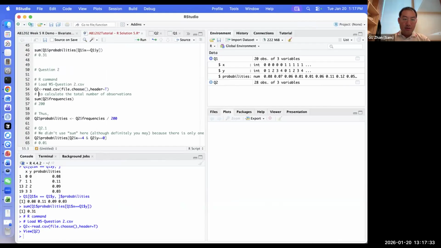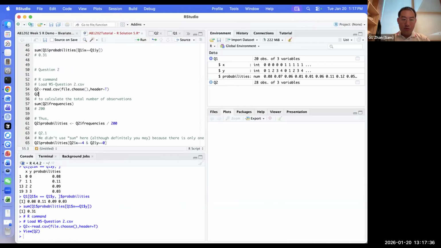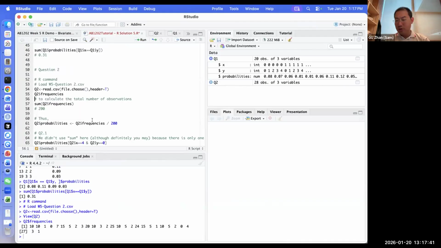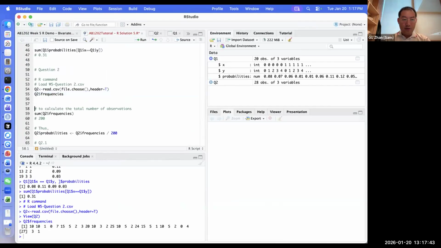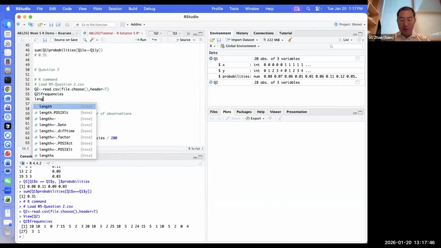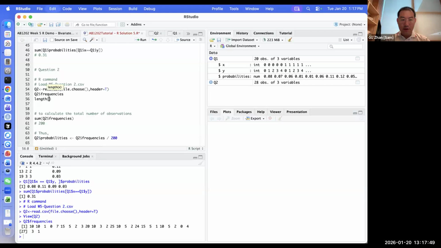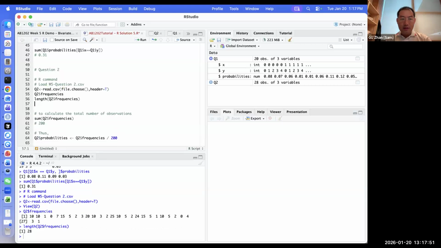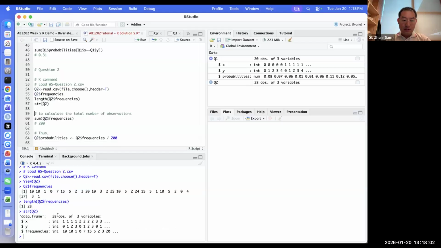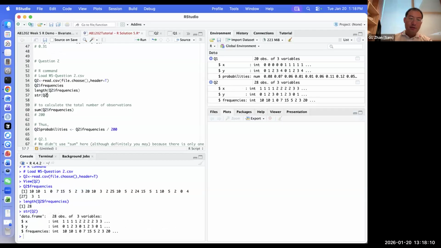So first, sum the Q2 dollar XY frequency. So I have a few frequency values. It will be 28. How do you verify? You use length, verify the frequency. Okay, 28. You can also do this. This also says 28 observations. So you can do str. STR means structure. It says a data frame, 28 observations of 3 variables. So basically it's the data that is shown here.